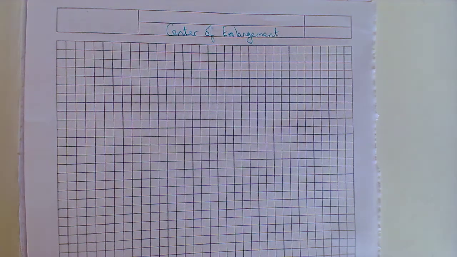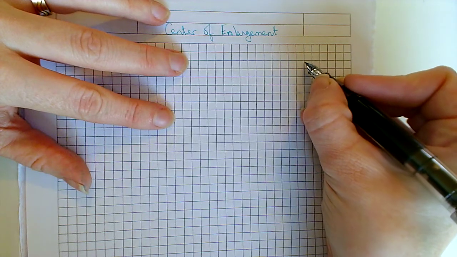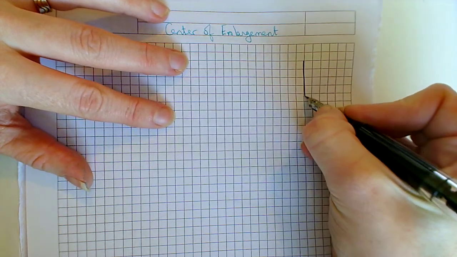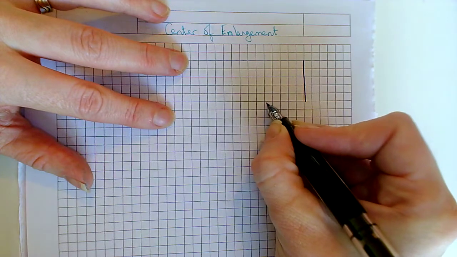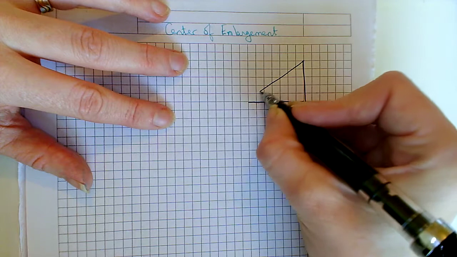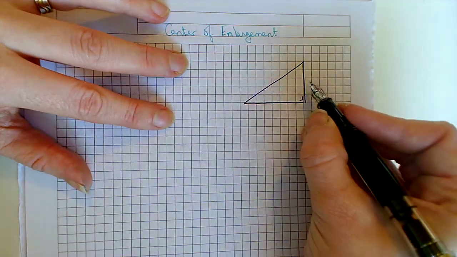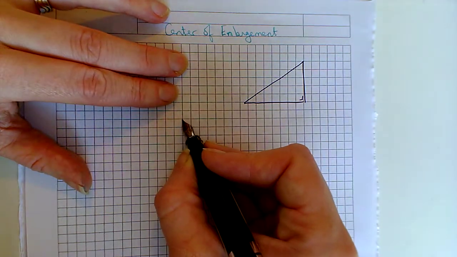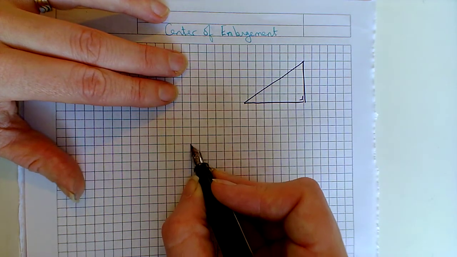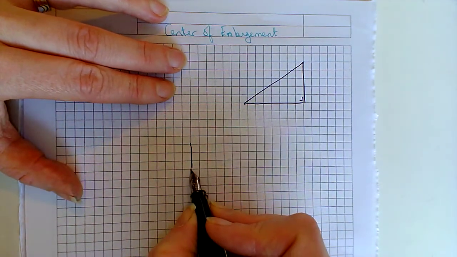Now, the second thing we want to talk about with regards to enlargements is the center of enlargement. So again, I'm going to draw a couple of right-angled triangles, like this. We'll have a matching one over here. Draw it a little bit down from it. Here's a matching right-angled triangle.